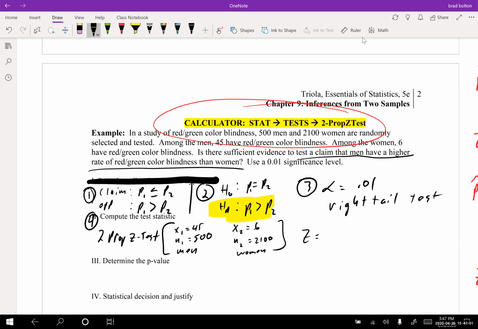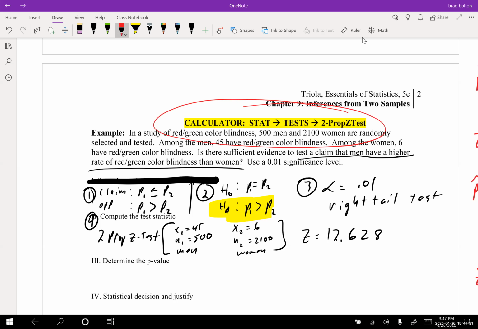So I'm going to go and enter these in. So X1, N1, X2, N2, and then I'm going to choose greater than P2, right? Because you're saying that P1 is greater than P2. If it was less than, then you would have done the middle one. And if it was not equal to, you would have done the not equal to. So I'm going to go to calculate. And it tells me that Z is worth 12.628, or technically I could say 12.63. I'll do 12.628 since we have the calculator right here.